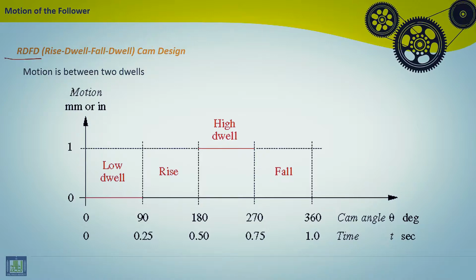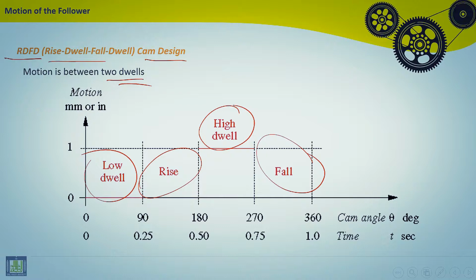Let's see RDFD cam design. It means rise, dwell, fall, dwell cam types. So motion is between two dwells. Here we have the low dwell, and here we have the high dwell. And between the first one and the last one, we have the rise phase and the fall phase.